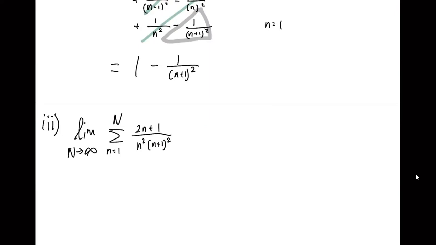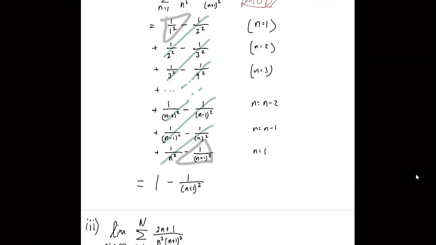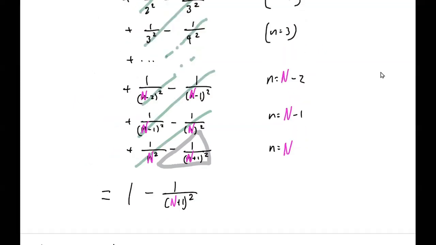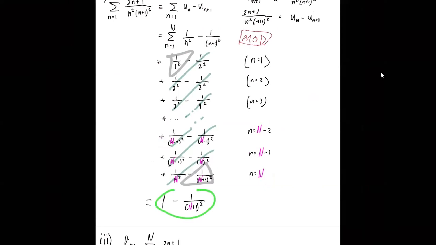And also I realized that I should be replacing with capital N minus 1. Sorry, let me make a correction here. Yeah, so replacing, the letter n shouldn't be letter n. Letter n is now a variable. It should be capital N minus 2, capital N minus 1, and capital N. So yeah, finally, I will obtain 1 minus 1 over (N+1) squared.